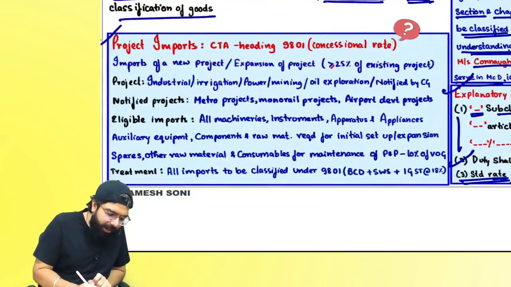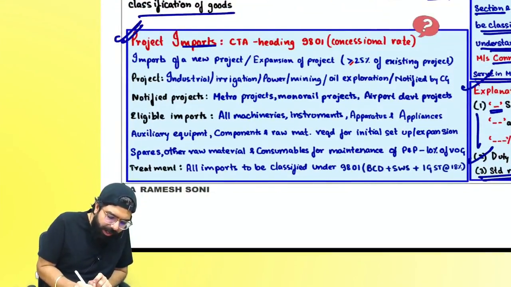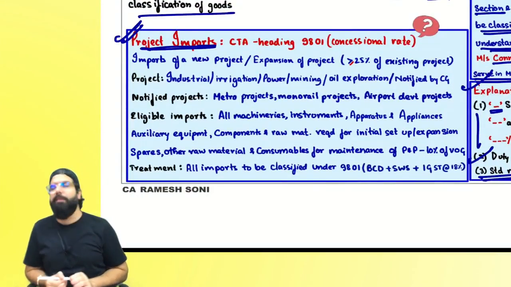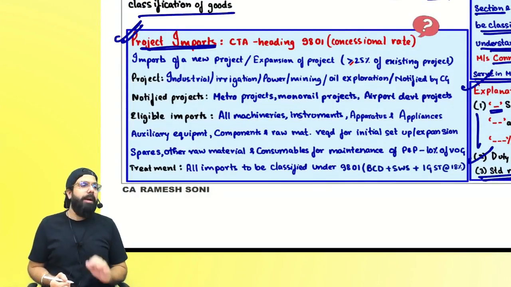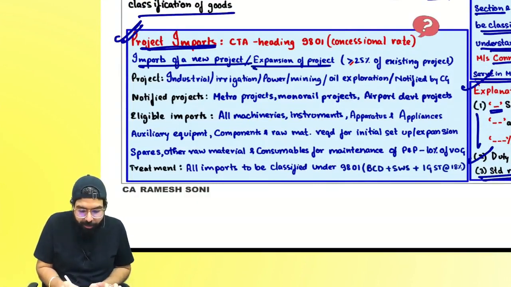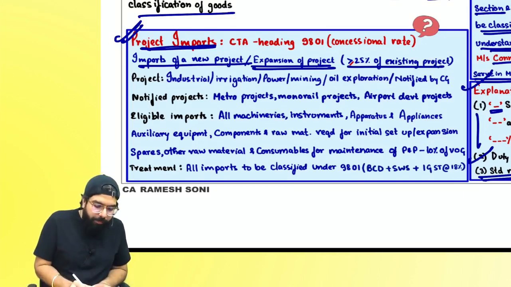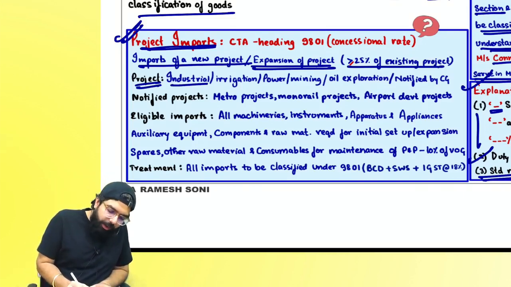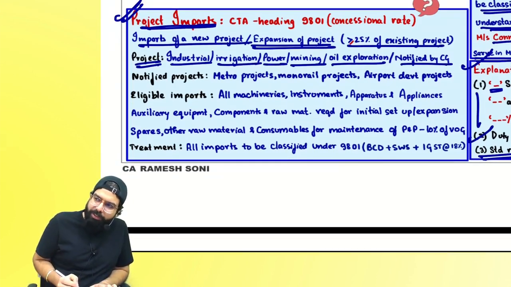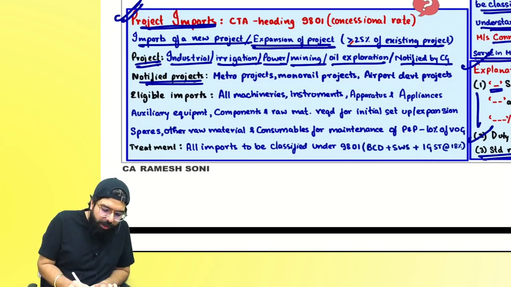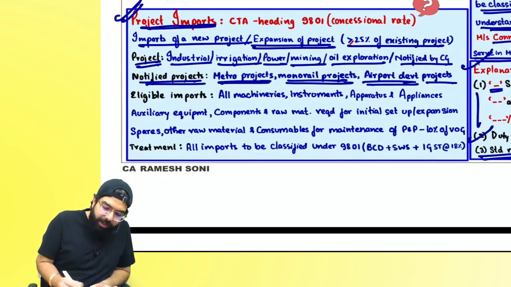The next one over here is project import. They can ask you about project import. Always remember, if there is an import which has happened for a new project or expansion of a project which is greater than or equal to 25% of the existing project, the project can be what? Industrial, irrigation, power, mining, oil exploration, or any project notified by the central government. Notified projects are metro project, monorail project, airport development project, etc.